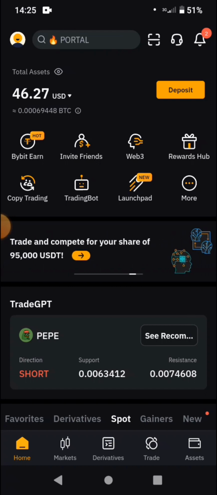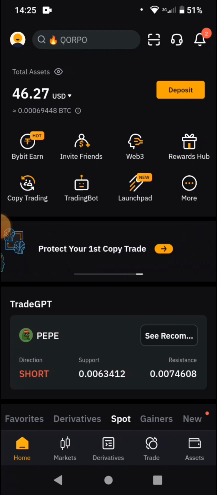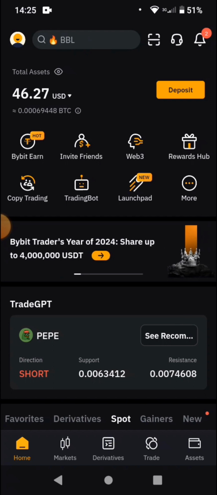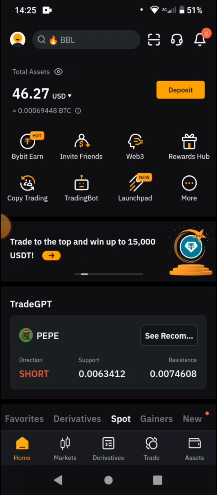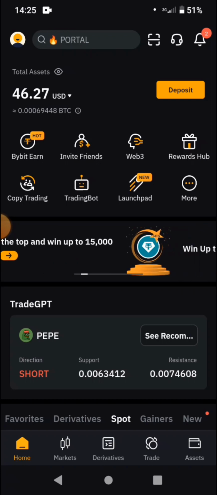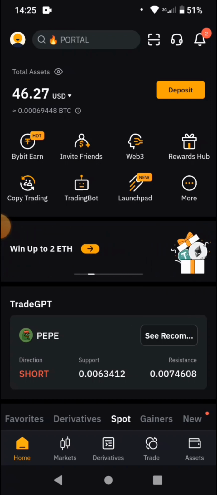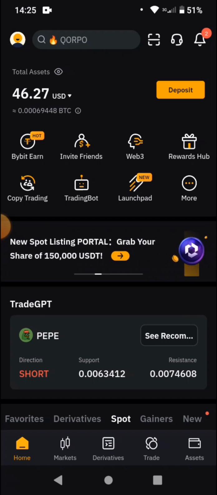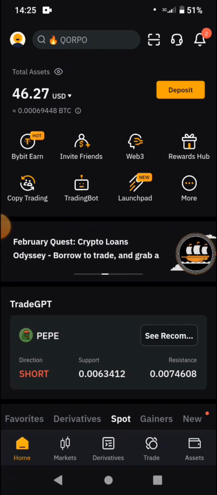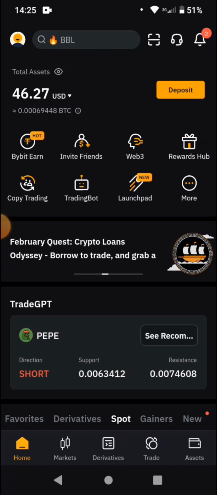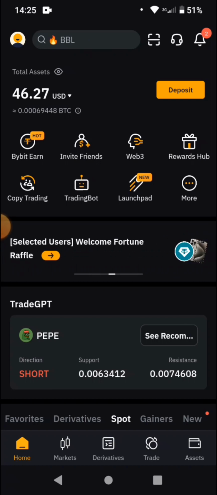Copying the trades of what? Professional traders, alright, of other traders, which means you have no worries to think about doing this and all that. Even if you don't have knowledge about trading, you are basically just going to be copying the trade. So if they make profit, you make profit. If they make a loss, you make a loss. I'm going to guide you on how you are going to select what traders are going to make you profit.